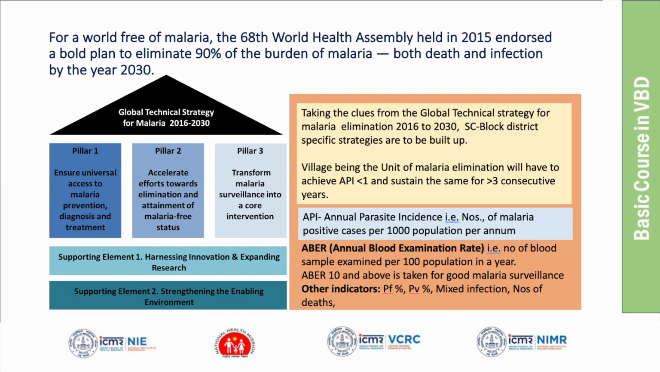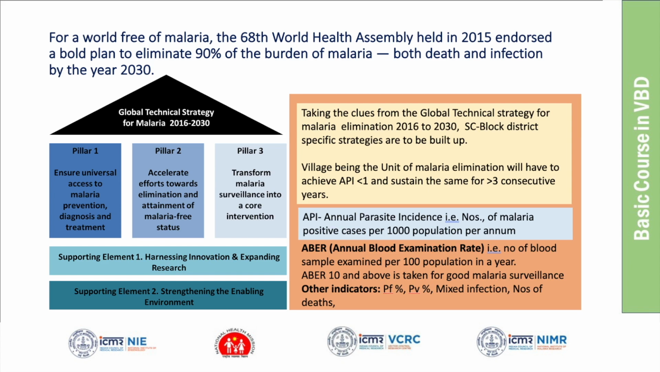We know that for a malaria-free world, the 68th World Health Assembly held in 2015 endorsed a bold plan to eliminate 90% of the burden of malaria, both death and infection, by the year 2030, for which India has also declared that by 2027, followed by 3 years, it will eliminate malaria. That is really a dreamland, whether we can do it. And in Odisha, we were really doubtful at that time about such a declaration. But after achieving such results, we are now in a mode that we are able to say that Odisha joins hands and Odisha can eliminate malaria. That part of courage we are now getting, but still it's a long mile to walk.